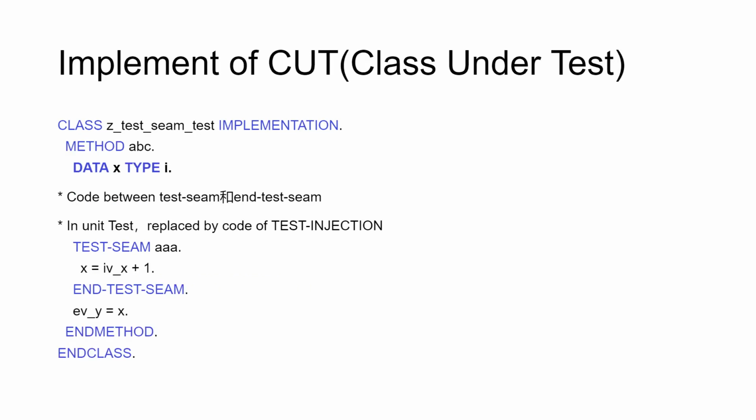Let's take a look at the implementation of the method. In the code, we define a variable called x, and modify the value of x in the test seam code block. After the test seam code block, x is assigned to the return value.